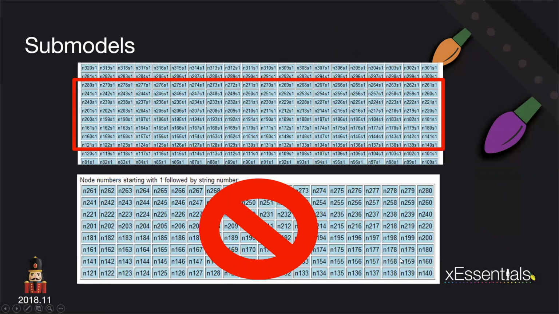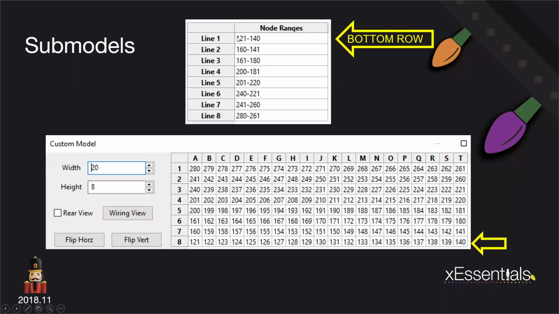You have to pay attention to the order that it's going in. We actually want to have 8 lines. We want to have 121 to 140, 160 to 141. We want to make this zigzag back and forth so it's exactly matching what we have in xLights.